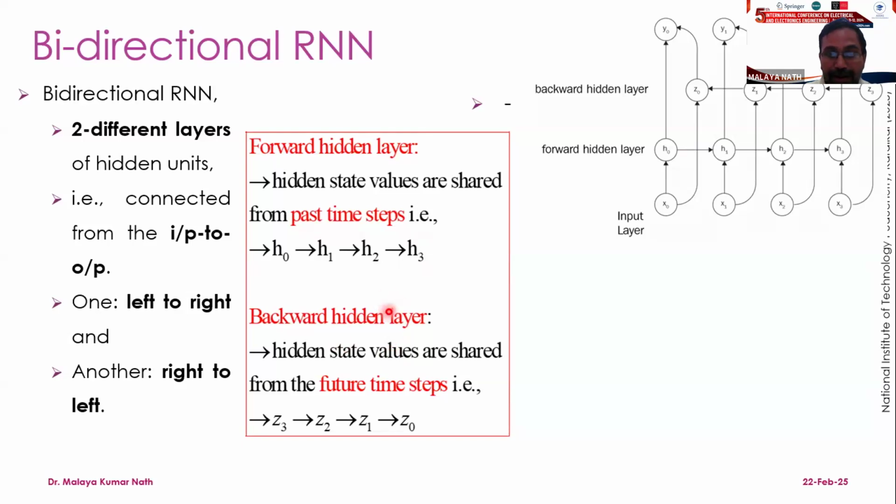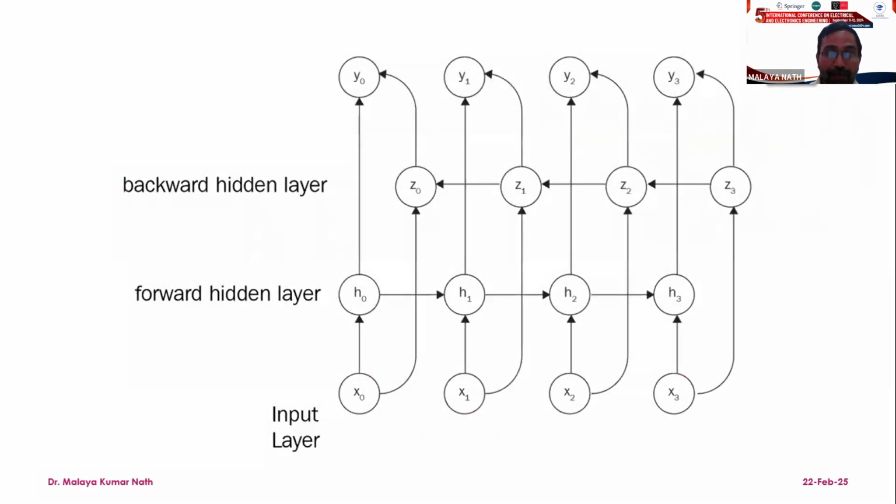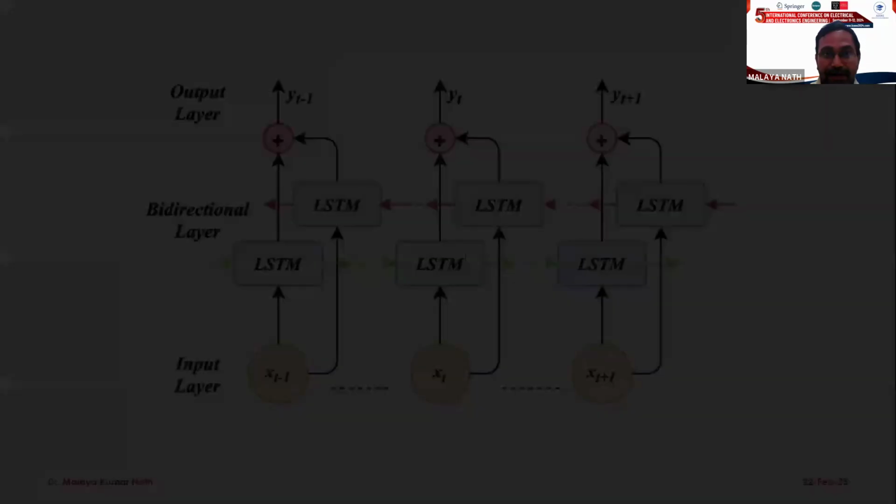And what is the backward hidden layer? The backward hidden layer consists of the hidden state values from the future time step. So what exactly is it? It is nothing but Z3 to Z2, Z2 to Z1, and Z1 to Z0. So that means it has two passes. One is called the forward pass and another is called the backward pass, which is clearly represented in this diagram. I hope it is clear to everyone.